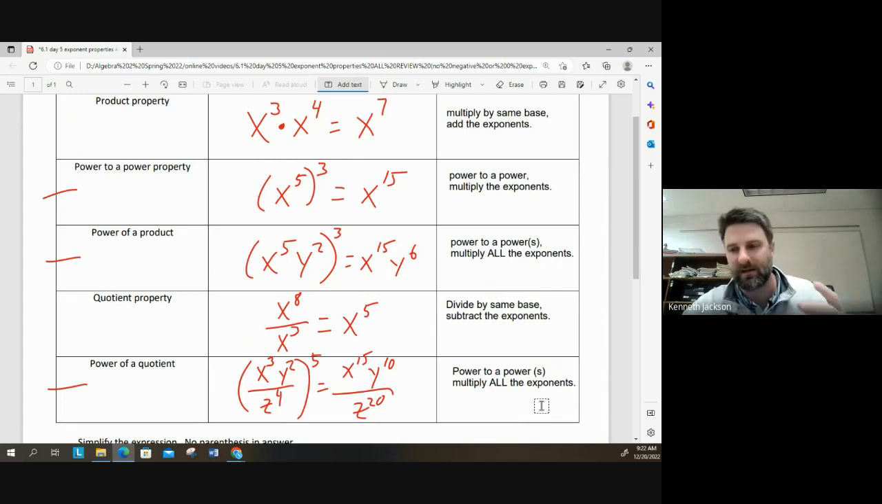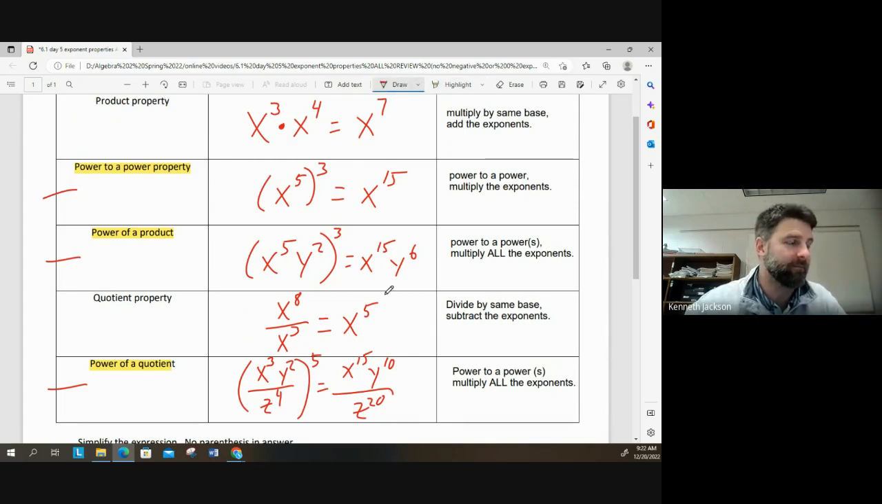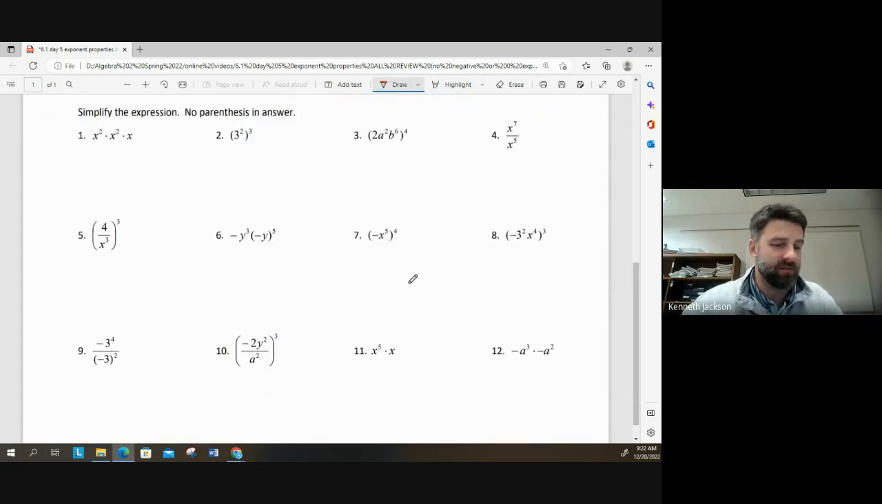Now, I am missing the idea of negatives, but that's not really a property. That's just understanding how negatives operate. 2 negatives when you multiply make it a positive. And again, if we look at the power of a power, power of a product, and the power of a quotient, those are essentially the same rule applied basically the same way. So let's look at a couple of examples together.